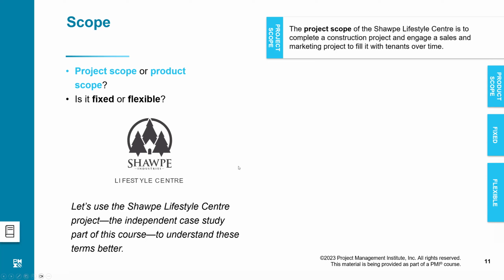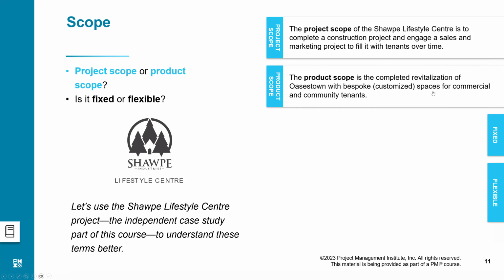So what is the scope of this project? The project scope is what all is to be done. Basically, project scope should precede the product scope, but first we are talking about what we need to do. Project scope of Shoppe Lifestyle Center is to complete a construction project and engage a sales and marketing project to fill it with the tenants over time. So the residents and the tenants of the residential area and the commercial area have to be mobilized. That is within our project scope.